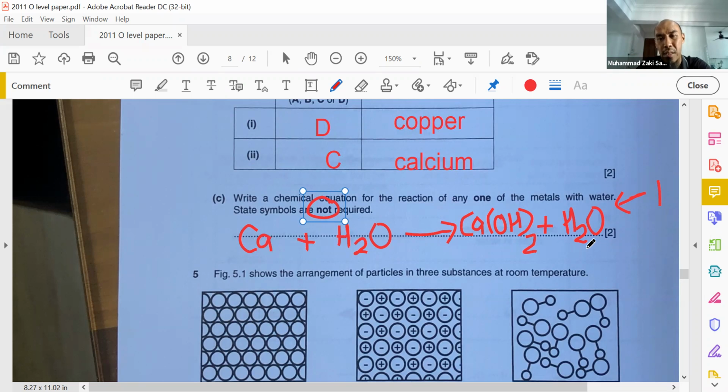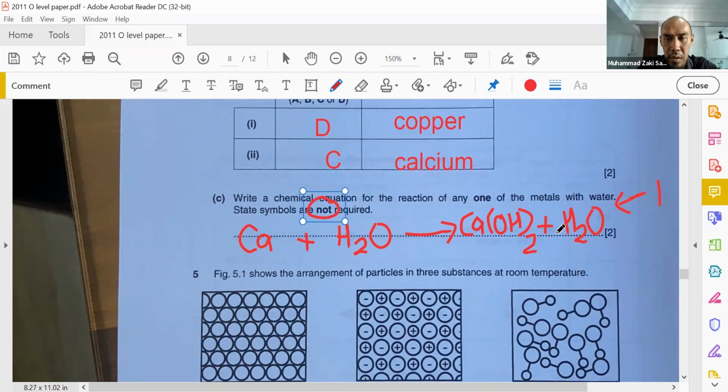The problem with this question is that if you don't get this mark, it is very difficult to get the second mark, because once the equation is wrong, it is very difficult to balance. The next mark will come from the balancing. You must balance correctly. So here there are 4 hydrogen and 3 oxygen. So how are you going to settle that?